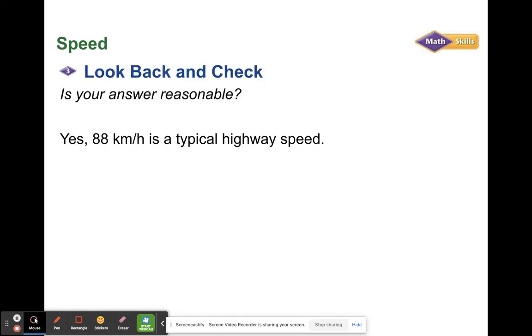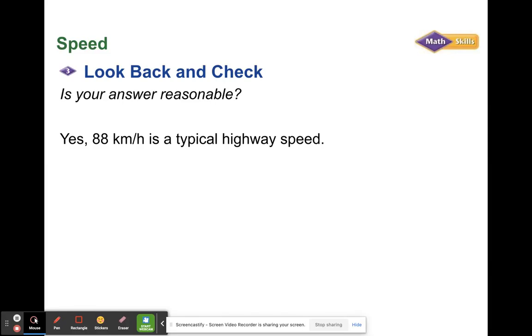So when you're done, I like to do this thing that we call a common sense check. A common sense check is pretty simple. Like 88 kilometers per hour, yeah, it's kind of fast, but if you look at a speedometer, that's about highway speed. So if I got 880 kilometers per hour, that's way too fast. So I always like to do a common sense check.